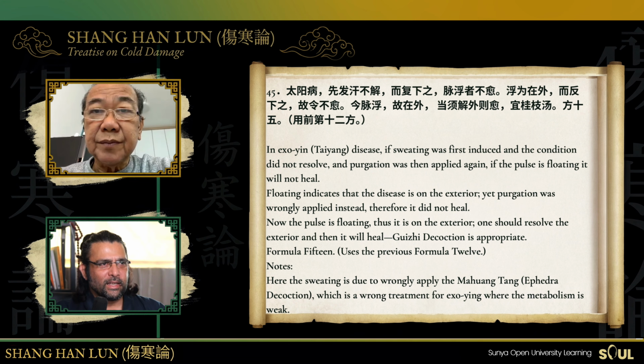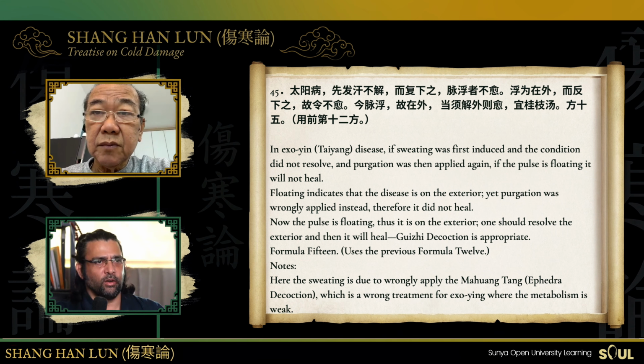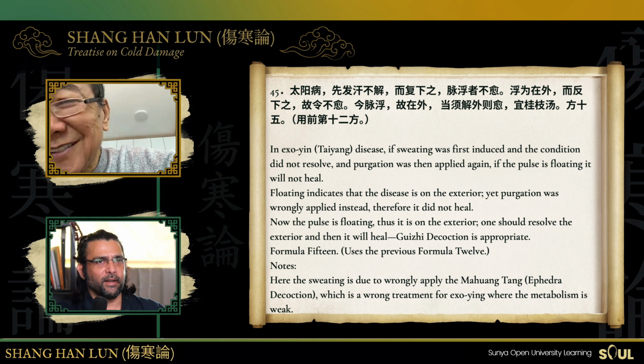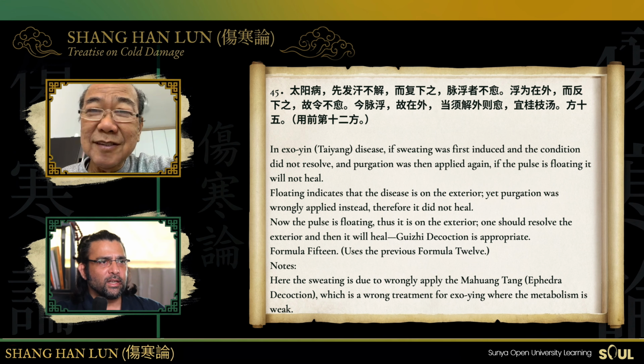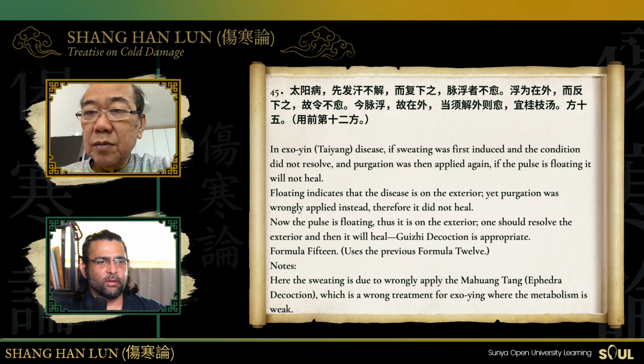In a taiyang disease, if sweating was first induced and the condition did not resolve, and purgation was then applied again, if the pulse is floating, it will not heal. Floating indicates that the disease is on the exterior, yet purgation was wrongly applied instead. Therefore, it did not heal. Now, the pulse is floating, thus it is on the exterior. One should resolve the exterior and then it will heal. Guizhi decoction is appropriate. Note: here, the sweating is wrongly applied with Ma Huang, which is a wrong treatment for xuying, where the metabolism is weak.